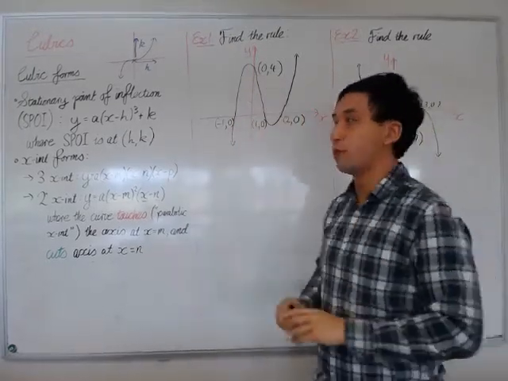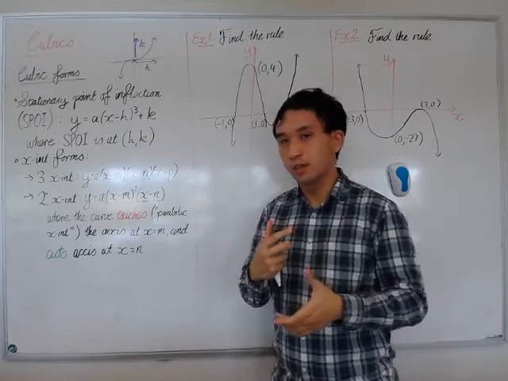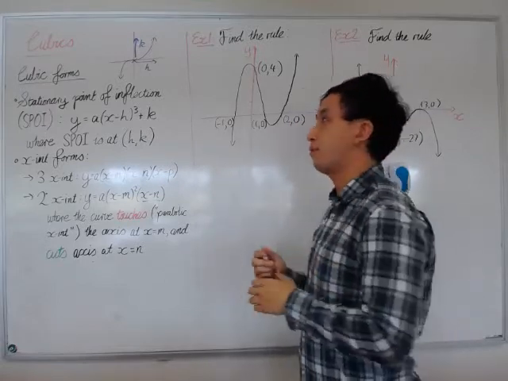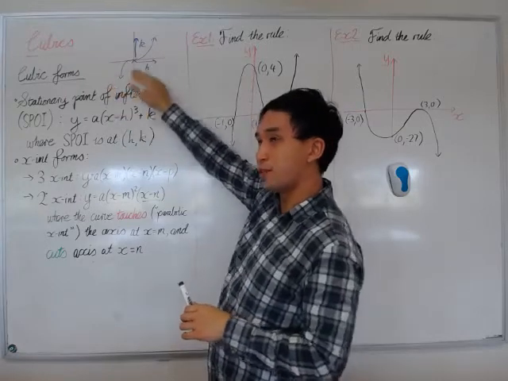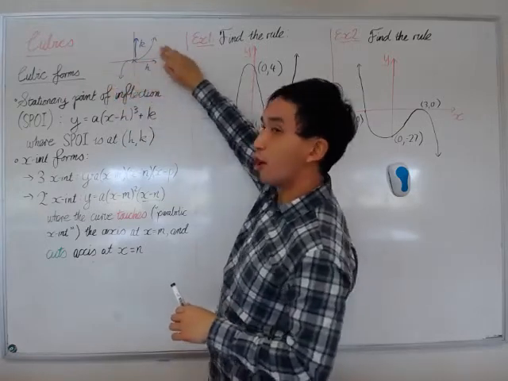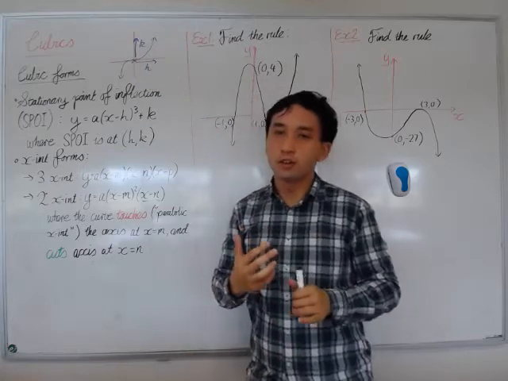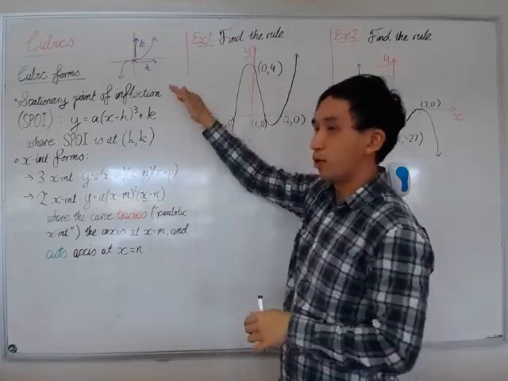Okay, so in this video we'll be talking about cubic functions. So where do we start? Now let's look at the basic cubic graph, where you're going to have a curve going from the bottom left to the top right, goes through the origin. What do we call that point at the origin? We call that the stationary point of inflection.